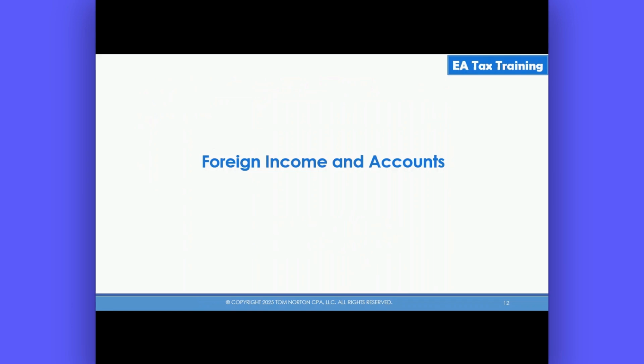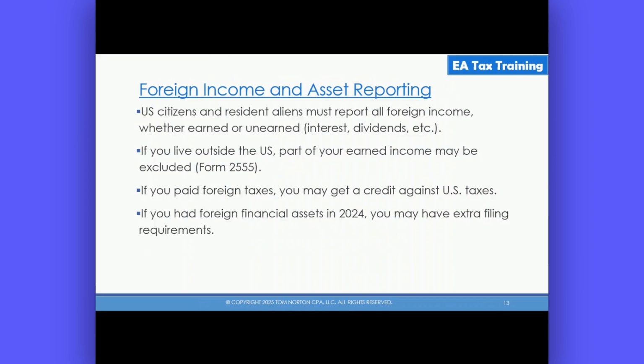Moving on to our next topic, which is foreign income and accounts. As you will recall, U.S. citizens and resident aliens must report all foreign income, whether earned or unearned. Does not matter. Remember, U.S. citizens and resident aliens are taxed on their worldwide income. So they have to report all of their income, whether it is foreign or whether it is from the United States. Of course, right now we're talking about the foreign income portion.